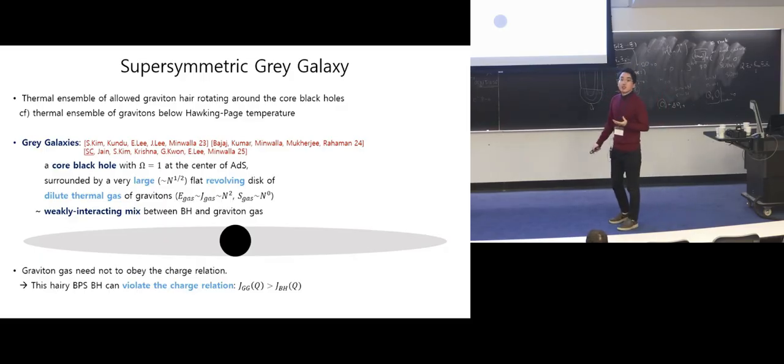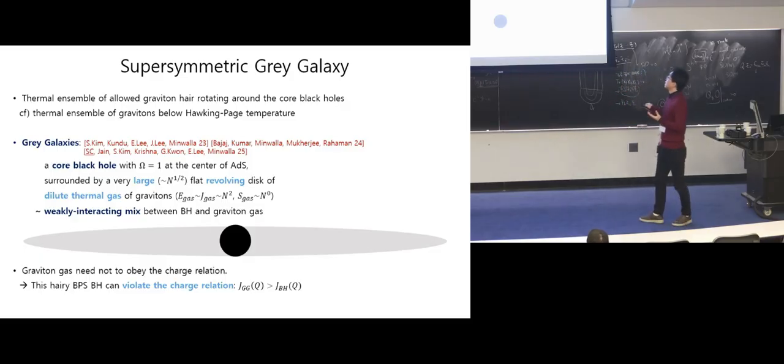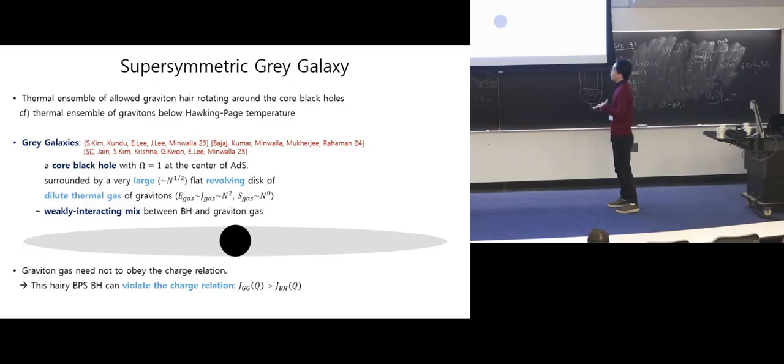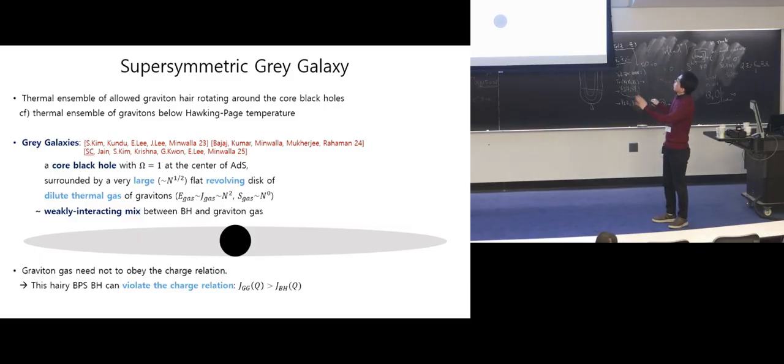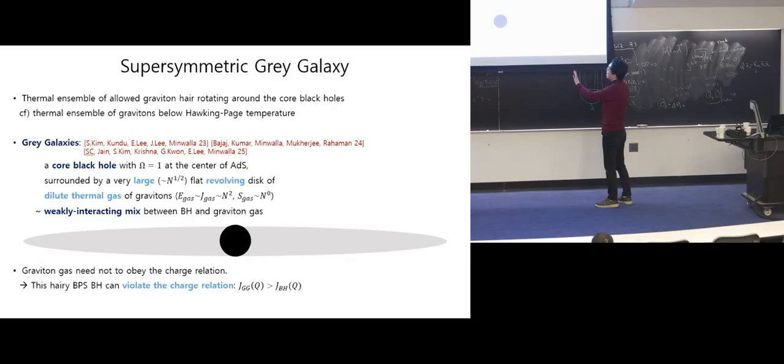One nice thing about this hairy black hole solution is that the gravitons need not obey any charge relations, meaning that this type of hairy black hole can freely violate the charge relation. But here we are talking about the rotating gas on top of the black hole background, meaning that we can only violate the charge relation so that our gray galaxy solution has larger angular momentum than the Gutowski-Reall or CCLP type supersymmetric black holes at given charges.